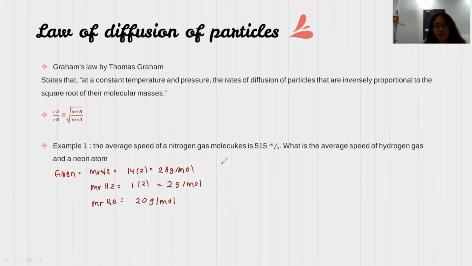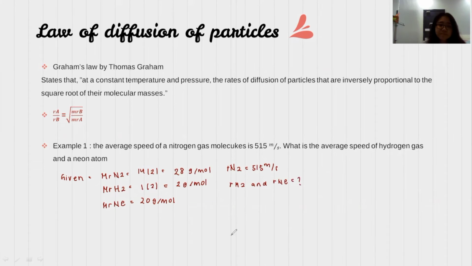And from the question, we also know that the rate of diffusion of nitrogen is 515 meter per s. And we're going to find the rate of diffusion of hydrogen gas and a neon atom. First, we're going to write our formulas down. Then we're going to plug the given values into the formula.